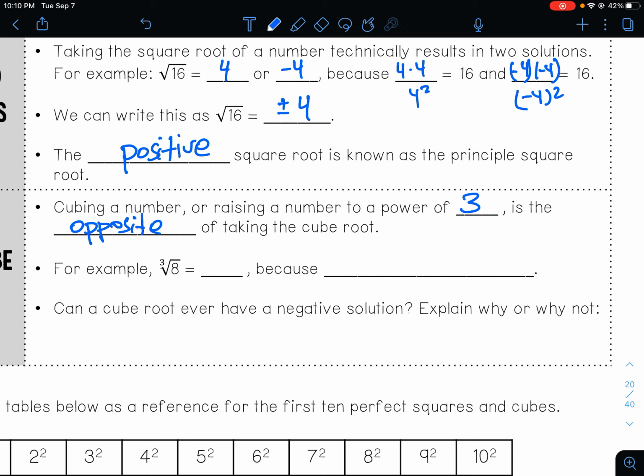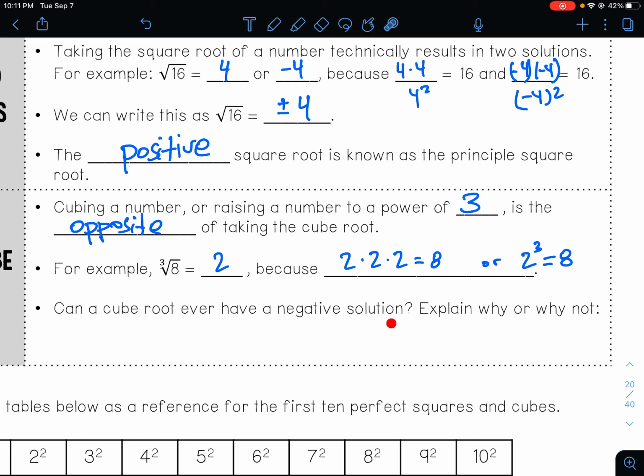So for example, this is called the cube root of 8. Cube root of 8 equals what? What times itself 3 times equals 8? Well, 2 times 2 times 2 equals 8. So the cube root of 8 is 2, because 2 times 2 times 2 equals 8. Or you can say because 2 to the third equals 8. So cubes and cube roots are opposite.